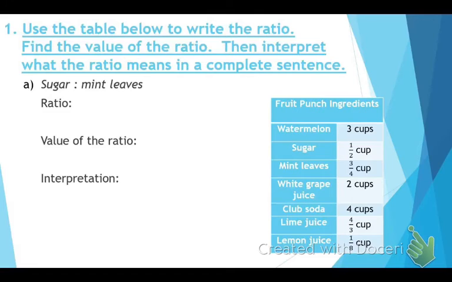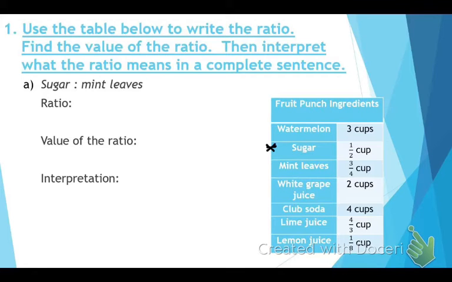All right, we're going to use this table below to write the ratio, find the value of the ratio, and interpret what that means. We haven't done this for quite some time, but there are two things that I'm comparing here. What you see over here is fruit punch ingredients, but right now I only want to compare two of them. I am comparing the sugar to the mint leaves. You don't really need to worry about anything else for this problem other than the sugar and the mint leaves. So let's focus on this.